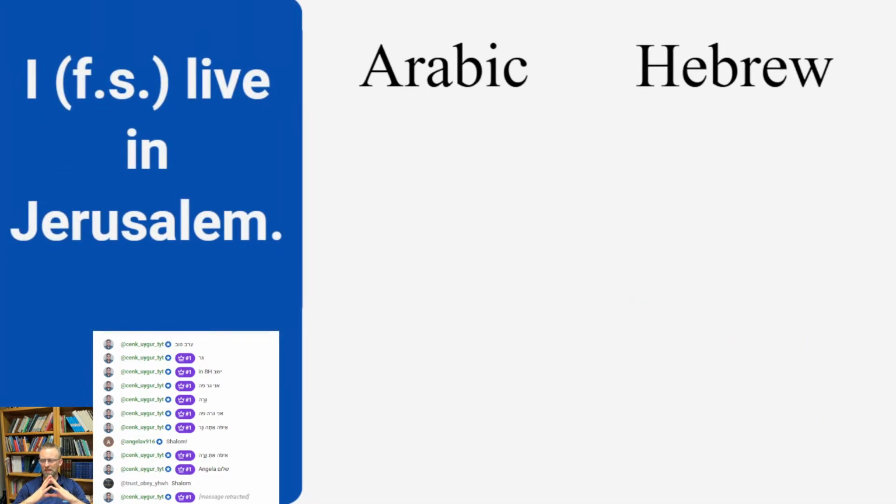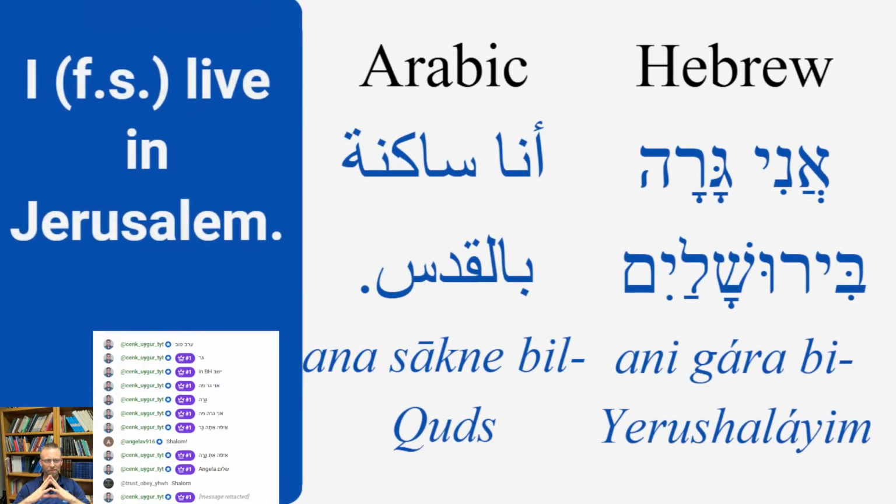And now, how would a female say, I live in Jerusalem? How would a female say, I live in Jerusalem? Everybody's doing a great job so far. All right. And start with the Arabic this time. Ana sakne bil Quds. Ana means I, both for males and females. Ana sakne, that's the feminine. And bil Quds, in Jerusalem. Ana sakne bil Quds. And then in Hebrew, we have Ani gara birushalayim. Ani gara birushalayim.